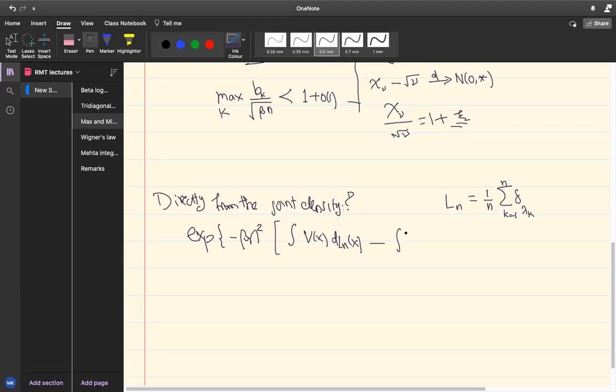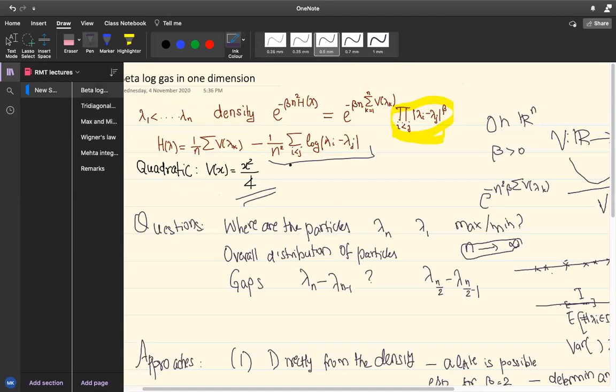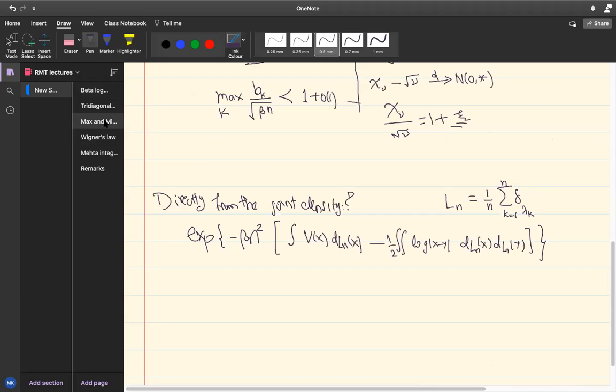So this second one can be written as a double integral of log mod x minus y with respect to L_n of x, d L_n of y. Almost. If you do that, you will get a factor of half. The half comes from the fact that here I had 1 over n square and the sum over only i less than j. I make it i not equal to j. So then it almost looks like this, except that the x equal to y terms I have to worry about. So I have to introduce here a term, the indicator x not equal to y.